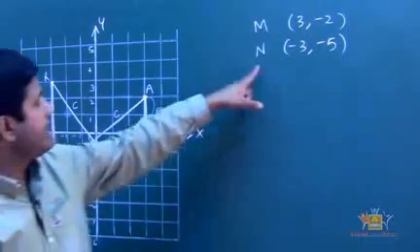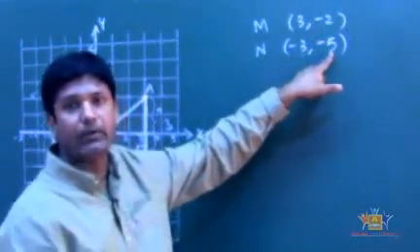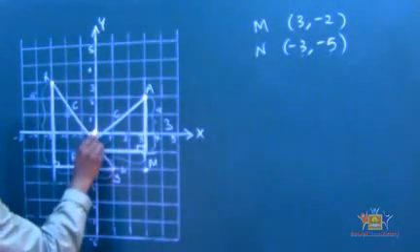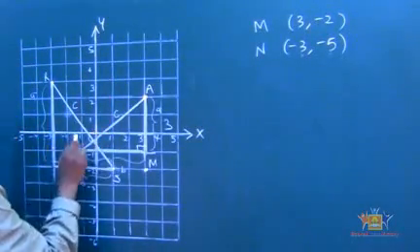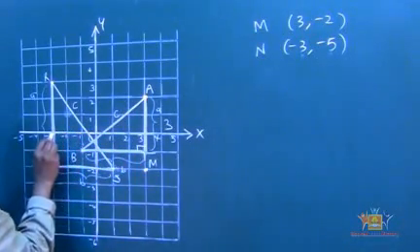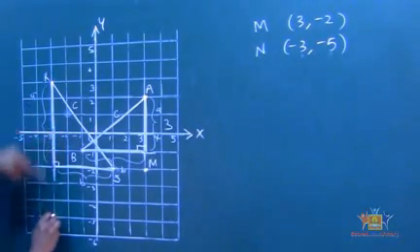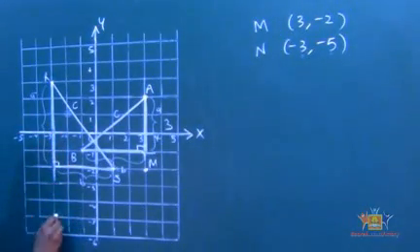Now N is going to be 3 to the left and 5 down. From the origin, you go 3 to the left because it's negative. Negative, you go to the left: 1, 2, 3, that's negative 3. And then down by how many? 5: 1, 2, 3, 4, 5. Right there, negative 5. So that's the point right there.